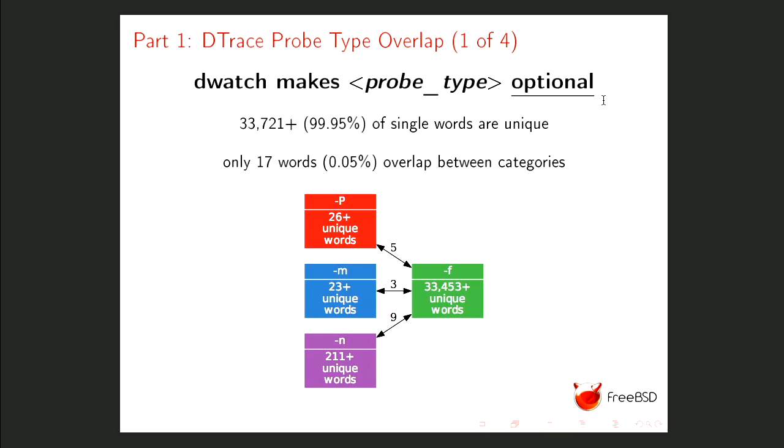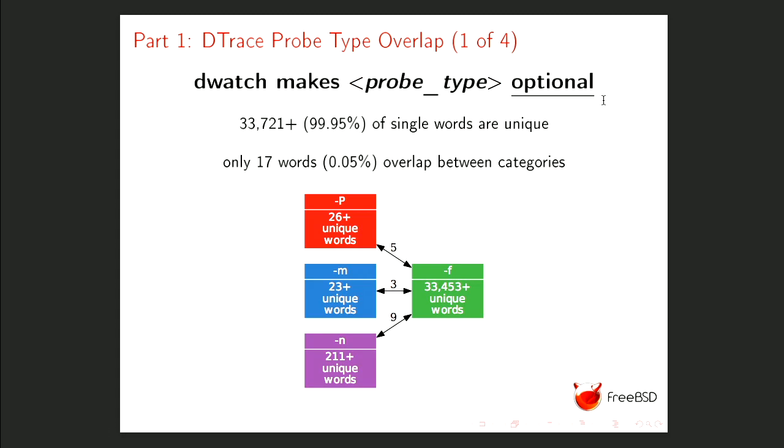And I make the DWatch probe type optional. How can I possibly do that? And why would I possibly want to do that? If you sit down and analyze providers, modules, functions, and names, and just treat it as a list of words, and then throw away the category, ask yourself how many of those words are unique. 99.95% of all words in DTrace as of 11.0-RELEASE-p1 were unique. There are only 17 words that overlap, 0.05%.